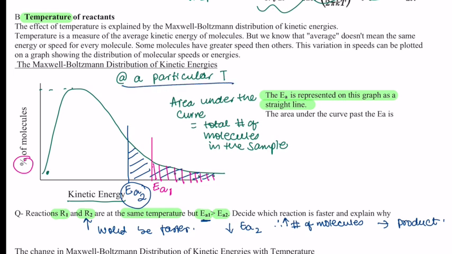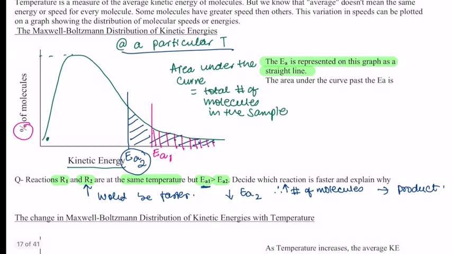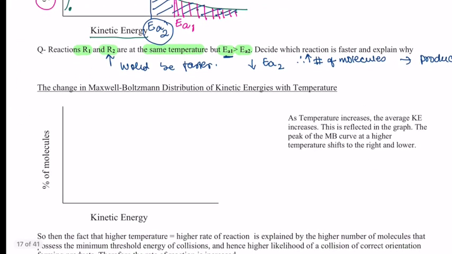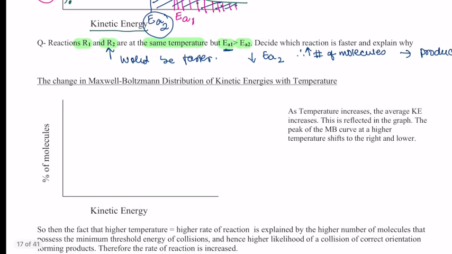Having learned the basics of Maxwell-Boltzmann graphs, let's come back to the question of how these graphs help us explain why the rate of the reaction increases with increasing temperature. So what happens to a Maxwell-Boltzmann distribution of kinetic energies when we change the temperature? Let's start by drawing the usual Maxwell-Boltzmann curve at some temperature T1.